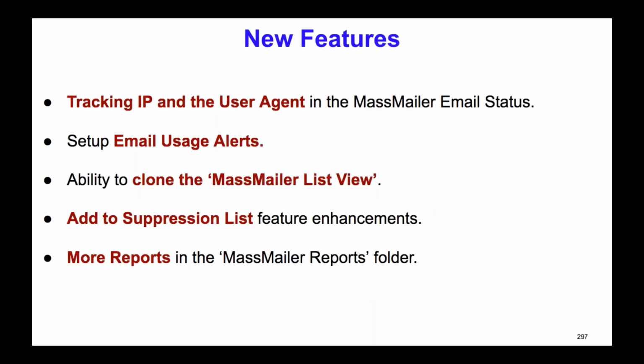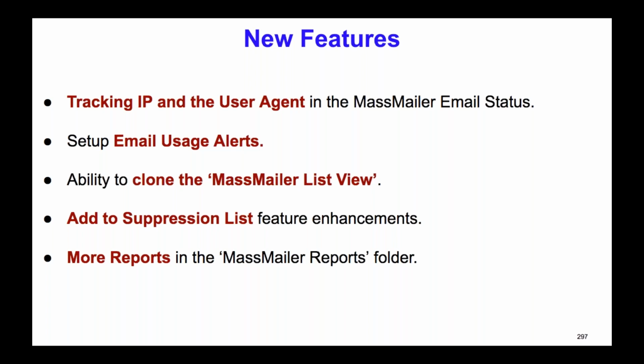Then in the MassMailer email status record, we now added two more fields: IP address and the user agent. What it means is, if you send an email to someone and they open the email, you would know what IP address they used to open that email and what browser they used. The user agent will give you information on whether they used a browser on a desktop or a mobile device as well. So you'll get more information about the user agent.